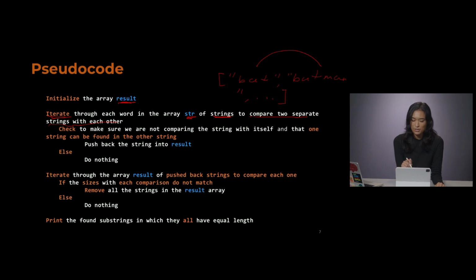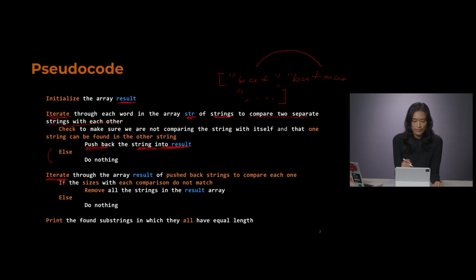Next, we'll check to make sure we are not comparing the string with itself, because we absolutely don't want to do that, and that one string can be found in the other, because we need a substring first to even push back into the result array. And like I mentioned, if that case is met, we would then push back the string into result. Else we will do nothing.